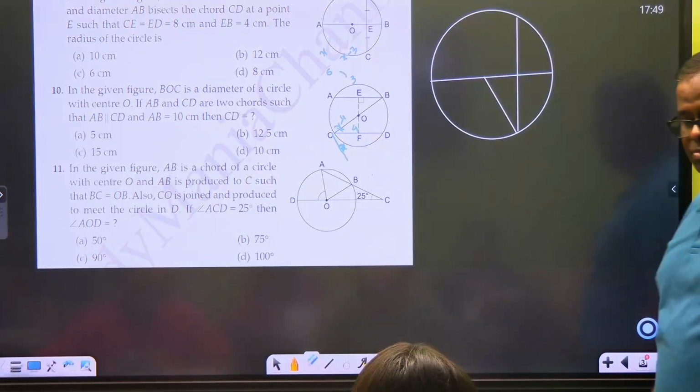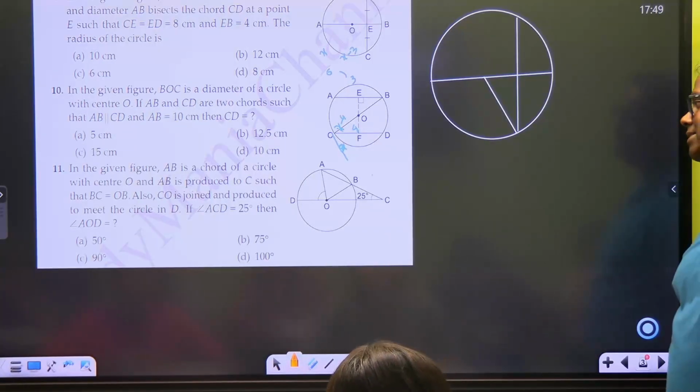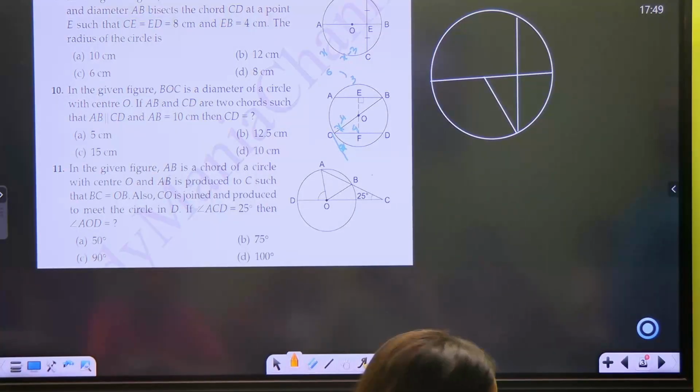You can scribble in your book. Yes, this is a fun question. We have to find AOD. AB is the chord. CO is joined and produced to meet the circle. ACD, they have told you. ACD is 25. Asked you the value of AOD.